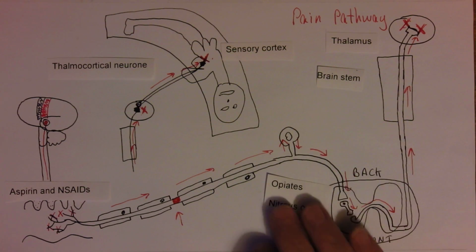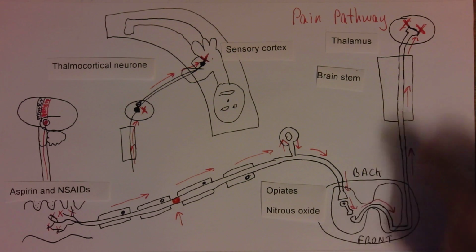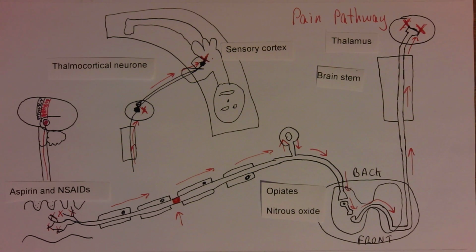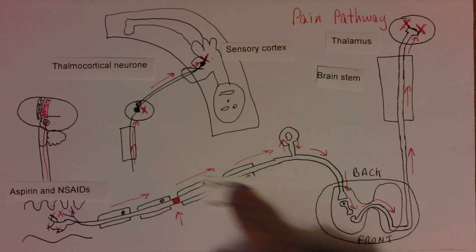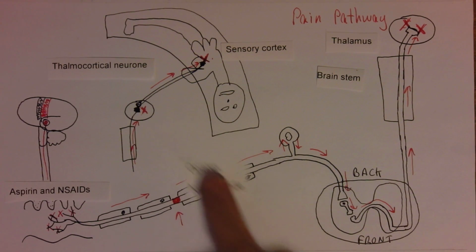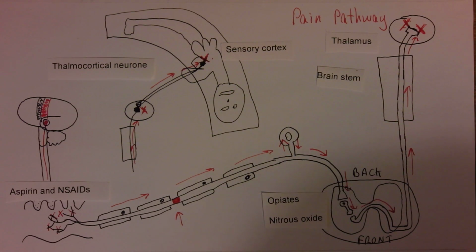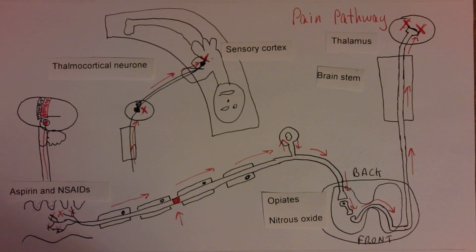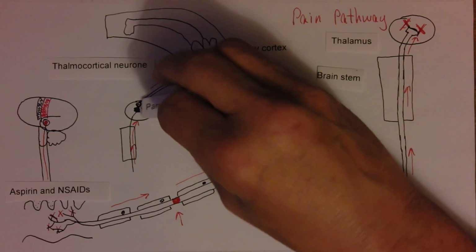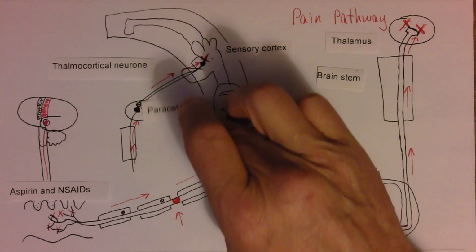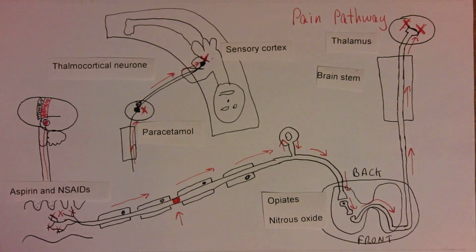Opiates and nitrous oxide work at the level of the spinal cord, but they also work up here in the brain as well. So they work there and up here in the brain. But they certainly work at the level of the spinal cord. And nitrous oxide works in a similar way to the opiates. At least part of its pharmacological action is that. Paracetamol is working up here in the brain somewhere. Paracetamol is centrally acting.